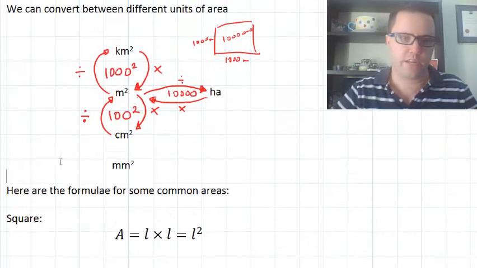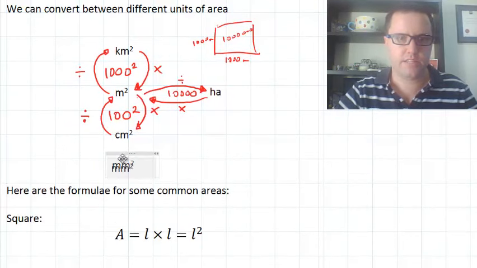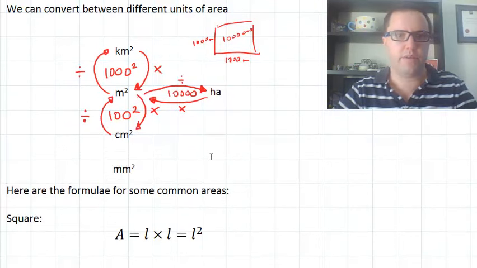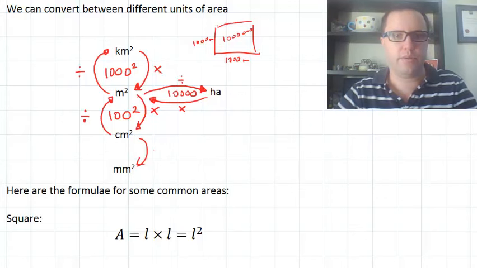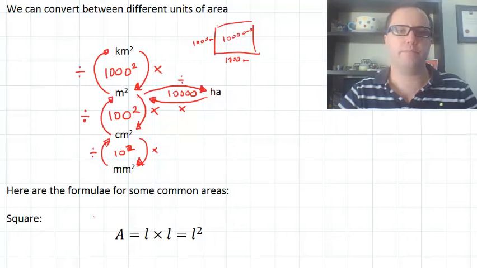Hopefully you can recognize that millimeters squared, remember, when we go from centimeters, it's times by 10, so it'll be by 10 squared. And we divide when we're going back up.